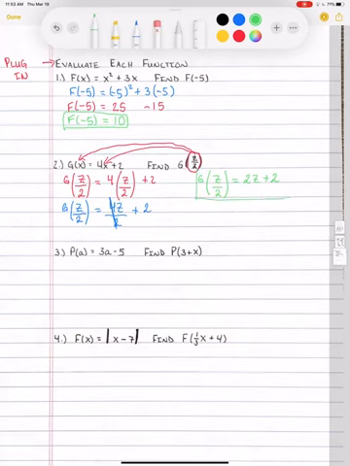You don't always get a straight up number as your answer. Sometimes you're left with something that looks like this, and that's okay. As long as you know that you've simplified as much as you possibly could, you're fine. Okay?